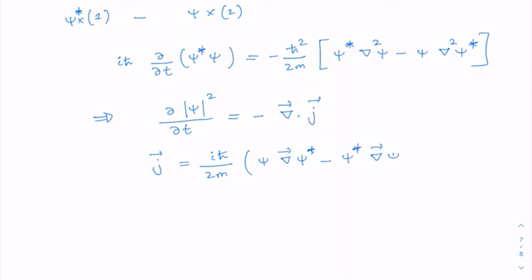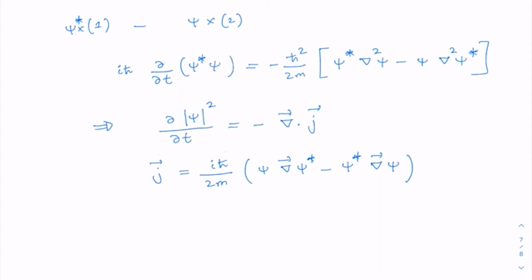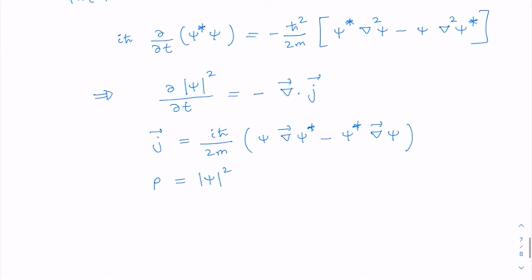Okay, now in this case, as you see, this is the probability current density for a single particle placed in a potential V(r), and the probability density ρ is given by |ψ|². So in terms of ρ, we can now write down the continuity equation in this most familiar form, ∂ρ/∂t plus divergence of j is equal to 0.